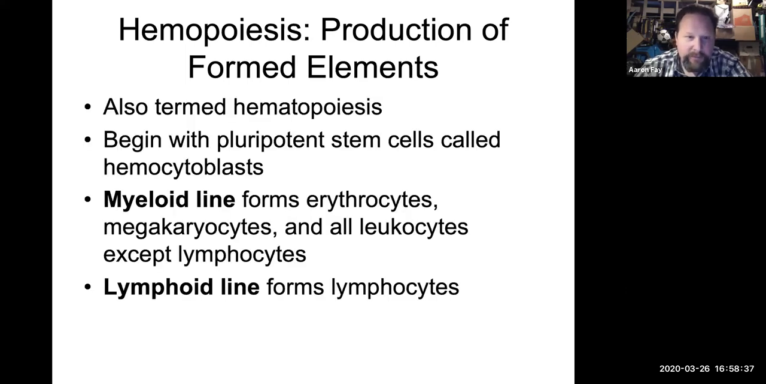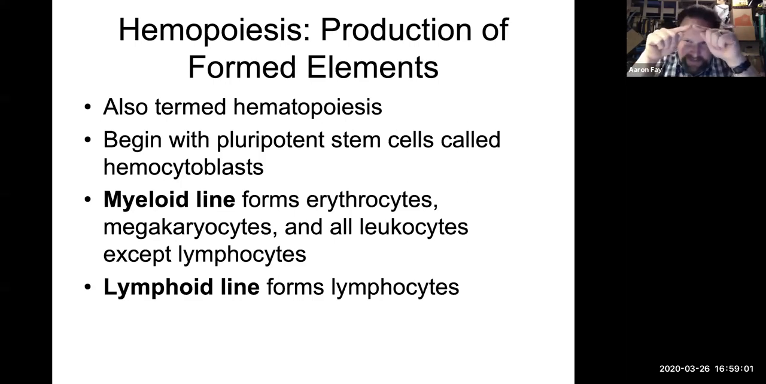Okay, I think the last topic we're going to talk about is hematopoiesis or hemopoiesis, and this is just the process by which we generate the formed elements, or the cells of the blood. So we're going to start with a pluripotent stem cell. That just means that it's a stem cell that can turn into any of the different types of blood cells. And that cell is called a hemocytoblast. So we have one cell that can turn into any of the red blood cells, any of the white cells, any of the platelets, any of that stuff. And that's called a hemocytoblast.